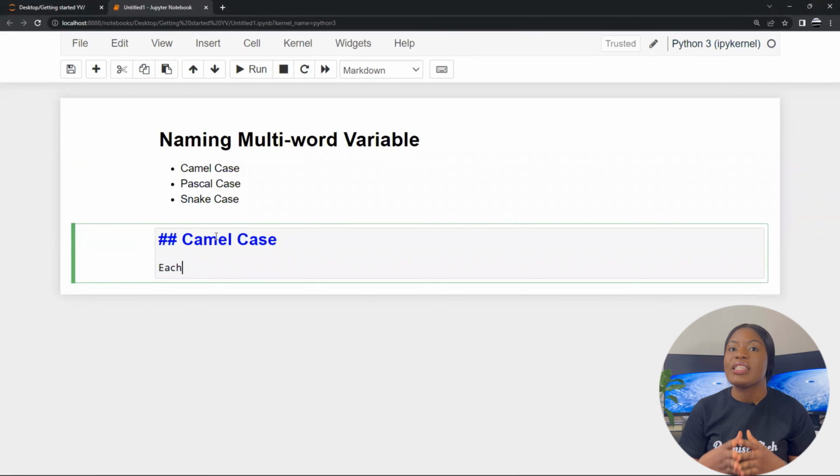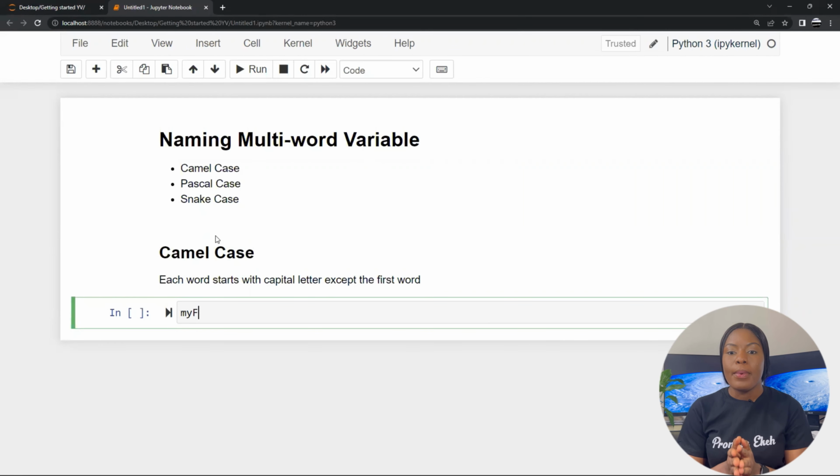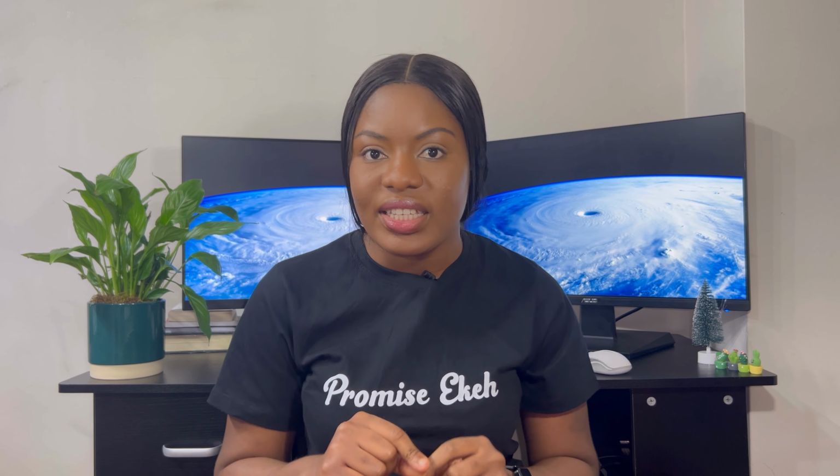So the first one is camel case. With camel case, all of the words in the variable name begin with a capital letter aside from the first word. So if you have my first name, my would be small letter, but first we start with the F, which will be a capital letter, then name, N will be a capital letter. Aside from these two letters, every other thing would be a small letter.